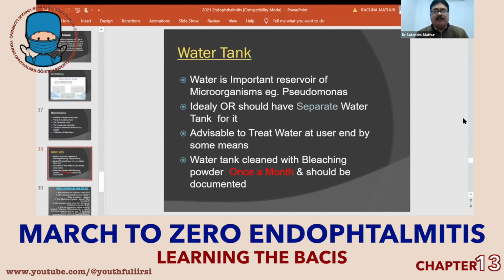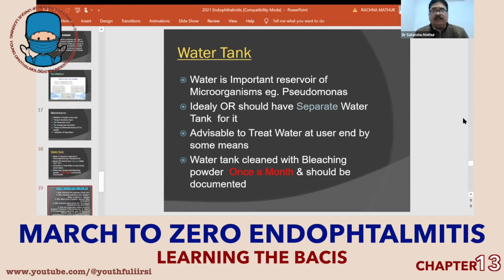Water tank, nobody takes care of the water tank. Water is an important reservoir of microorganisms. We should have a separate water tank for the OT, and we should clean it once in a month. Normally what happens is there is a common water tank for all the operation theaters and the whole hospital, and nobody takes care of it. We should have a separate water tank and clean it once in a month.